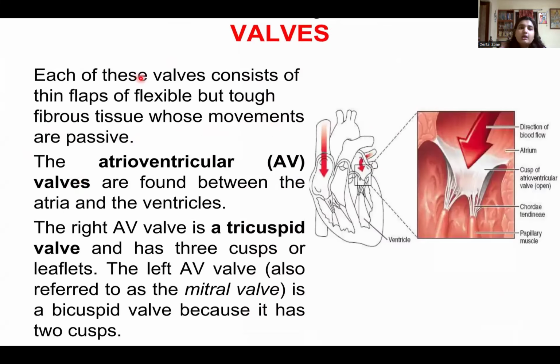So valves. Each of these valves consists of a thin flap of flexible but tough fibrous tissue membrane whose movements are passive, that is, they are not active movements. These atrioventricular valves are found between the atria and the ventricles, as we saw. For the right side, it is the tricuspid. For the left side, it is referred to as mitral or bicuspid. Okay, why is it called bicuspid? Because it has two cusps. Why tricuspid? Because it has three cusps.